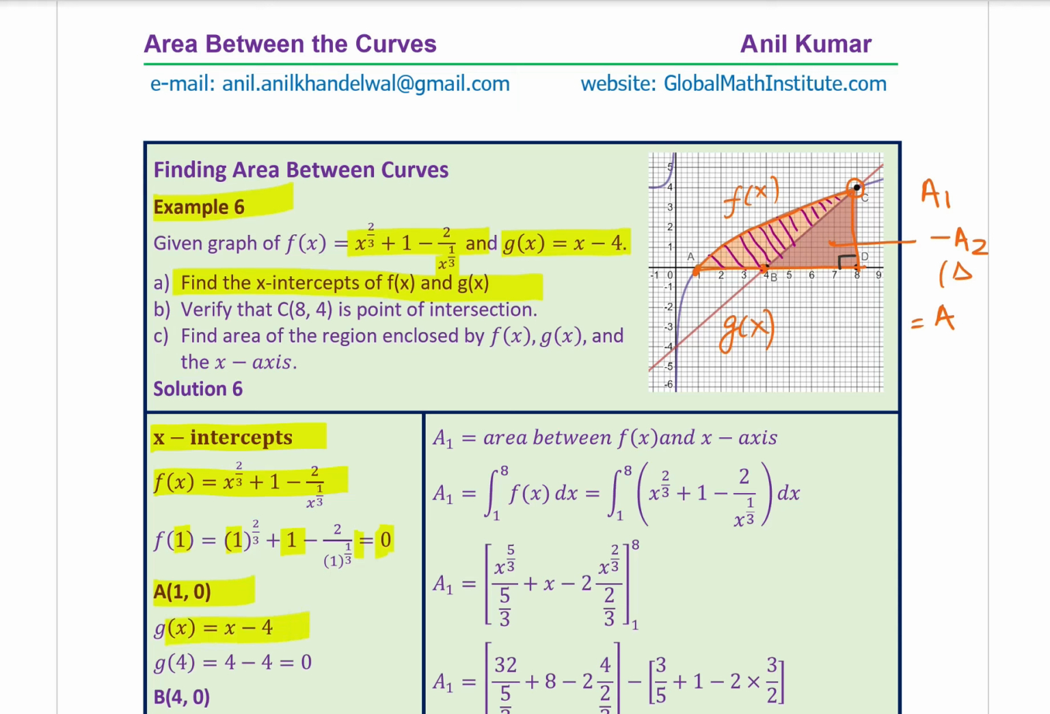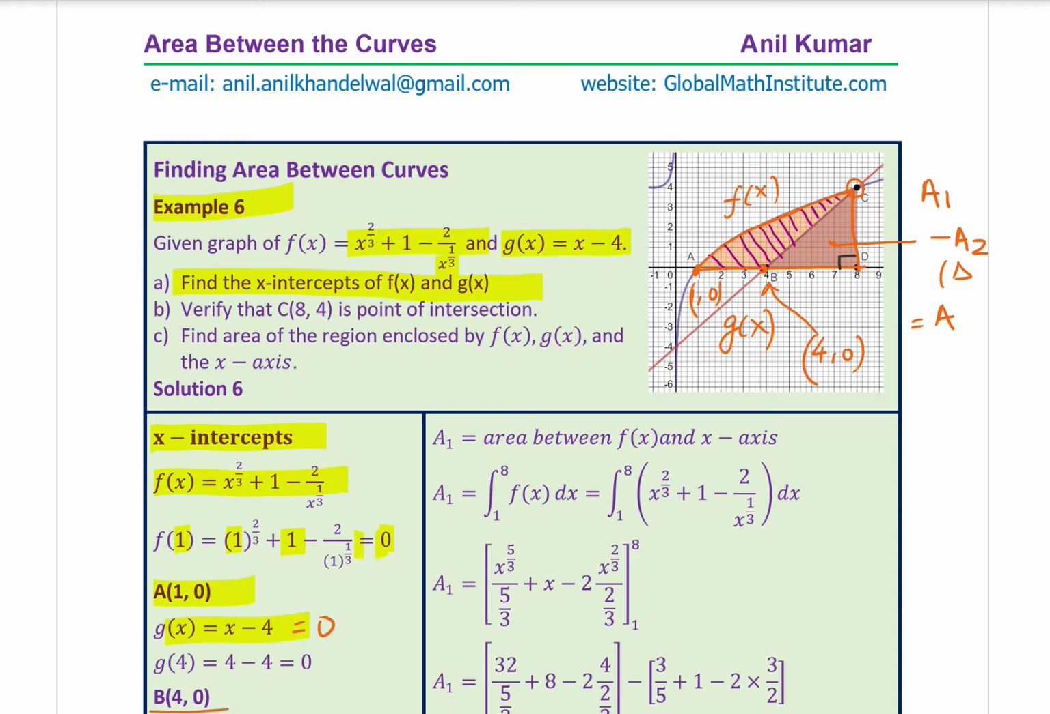Now g of x equals x over 4. That is simple to answer. We are looking for this equation equal to 0. That clearly means that x is equal to 4, and so the point is 4, 0. So we get this point here at 4, 0, right? And the first point here at 1, 0. So those are the x-intercepts.